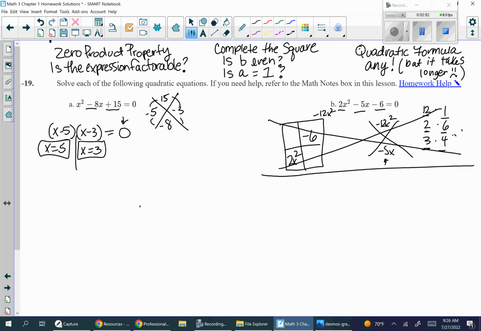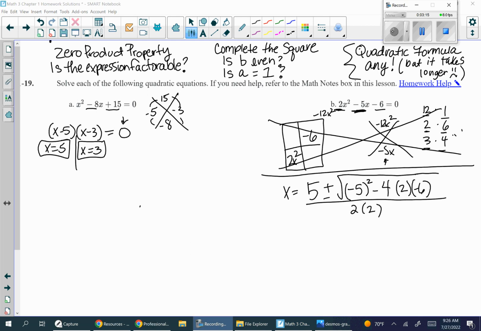All right, now, could we complete the square? Questions to ask. Is B even? Oh my goodness, nope, B is not even. Is A 1? You can do it when A is not 1 with this 2 here, but it does get complicated, and a lot of little arithmetic mistakes happen. So what does that mean? That we have to use the quadratic formula. All right, so let's start plugging stuff in.